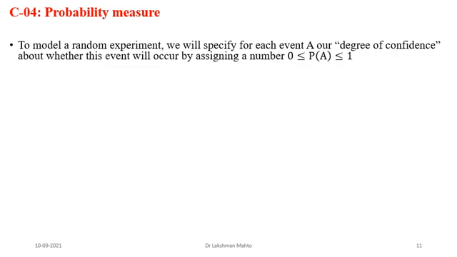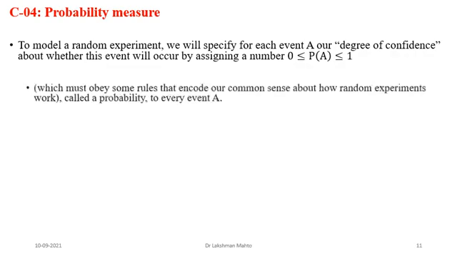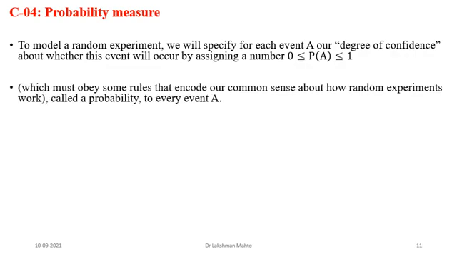Always it would be 0 and 1. So we are just introducing a probability measure, which must obey some rules that encode our common sense about how a random experiment works. So probability is something more than common sense. Simply, we have a common sense, then we assign a number, and that assigned number satisfies a certain number of assumptions or properties, and then we call that assigned number P of A the probability of the event A.